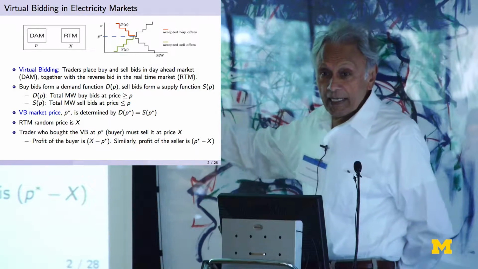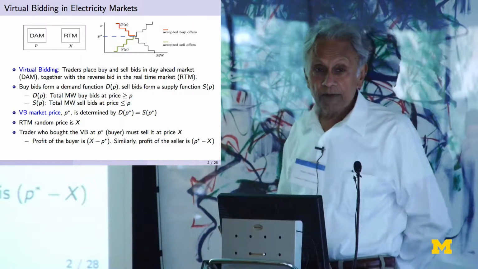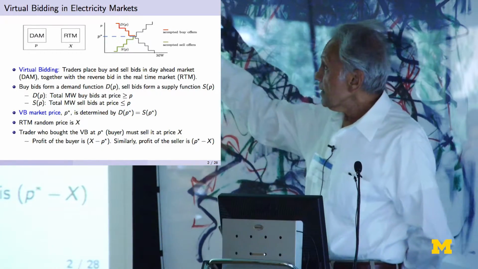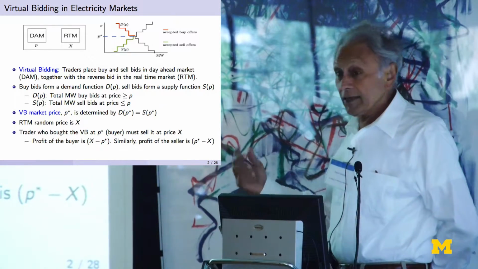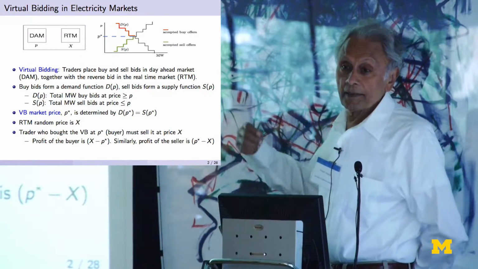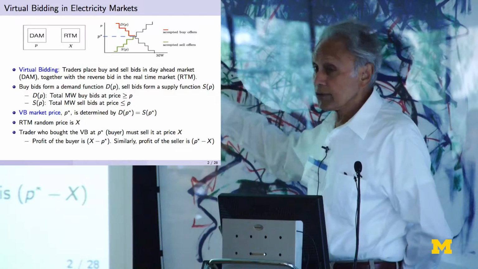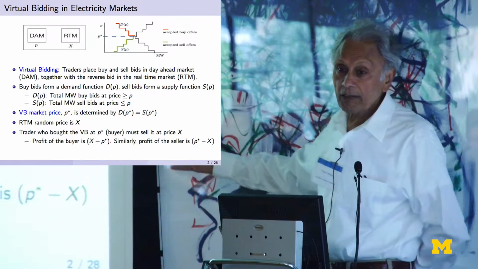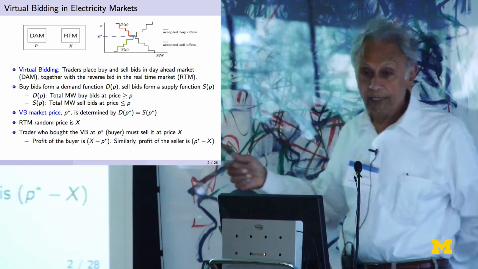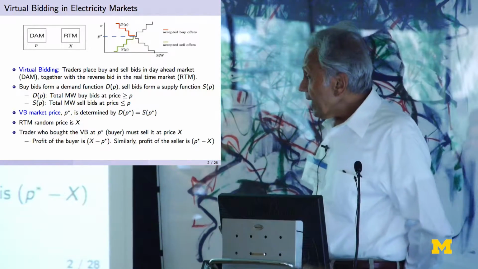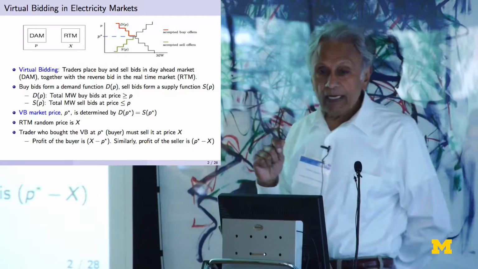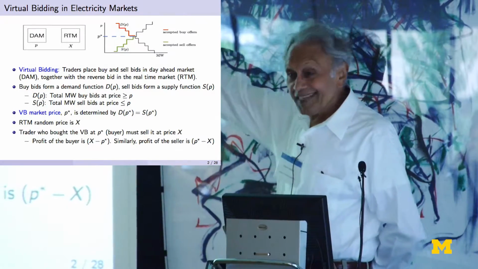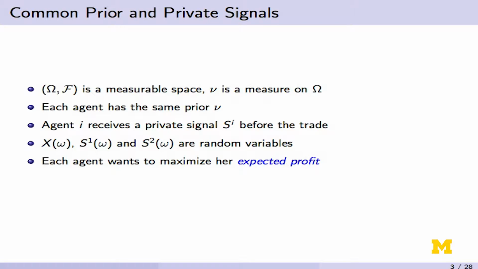Obviously, D is a decreasing function and S is an increasing function. The virtual bid price, P star, will be where the two intersect. So that's P star. The real-time market has a random price X. If you buy 1 megawatt in the day-ahead market, then you pay P, and you've got to sell it in the real-time market. You get X. So your return is X minus P. It's a random return because X is not known. And the question is, what is the appropriate definition of this market clearing price? Market clearing price itself is defined just the way I have it, but is that an appropriate one? So let me just do some formalism that Demos would always start with.